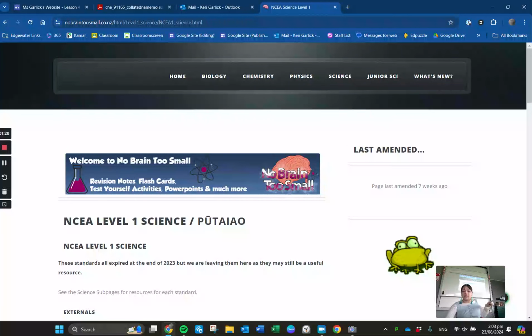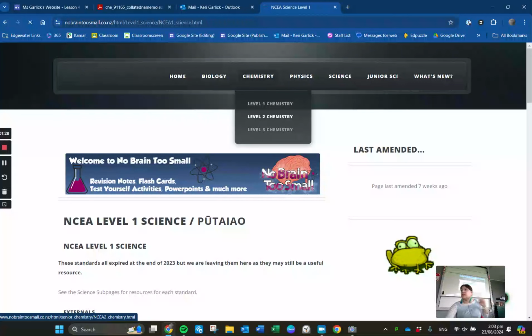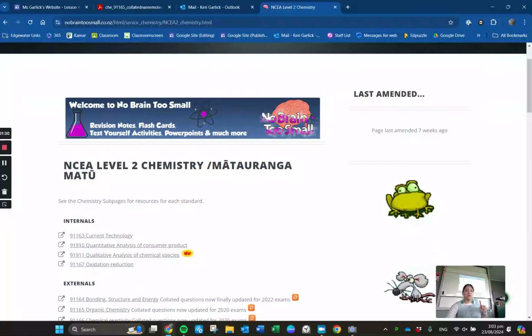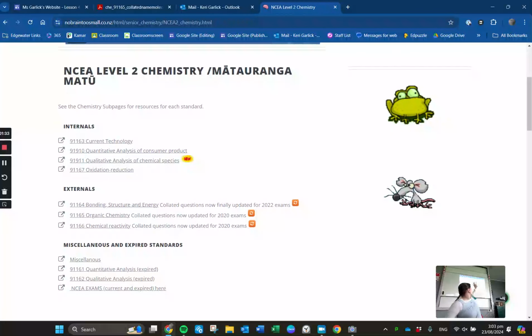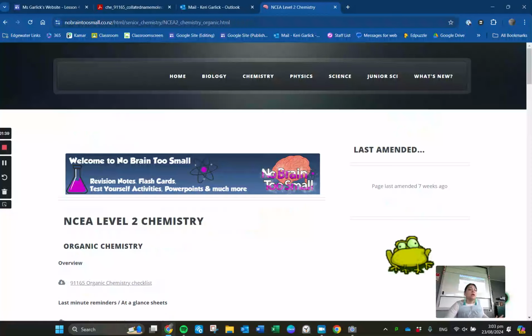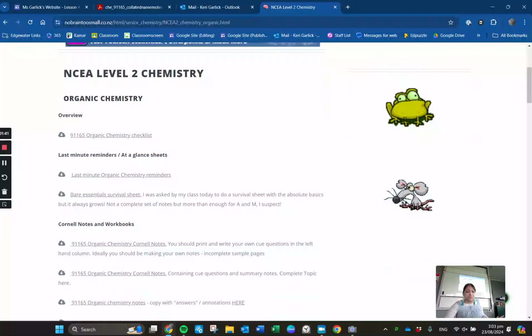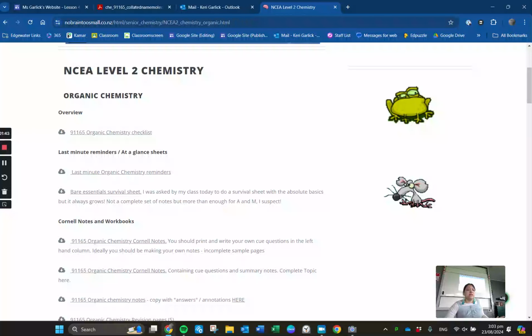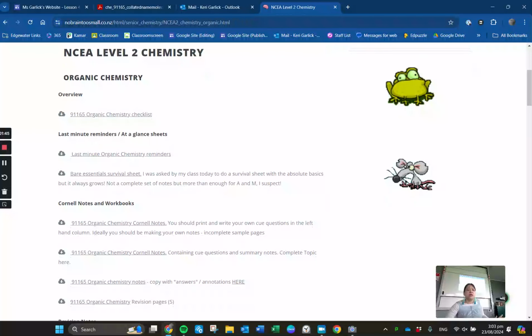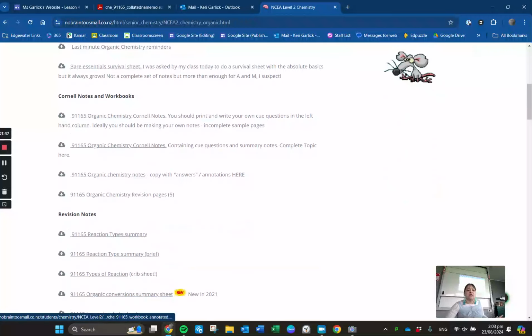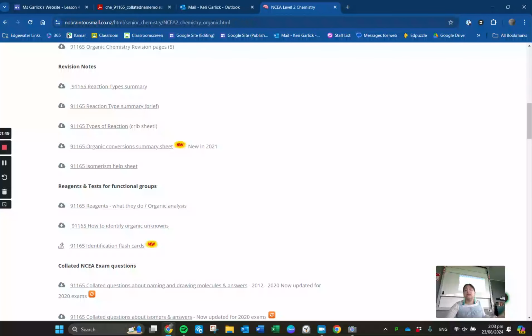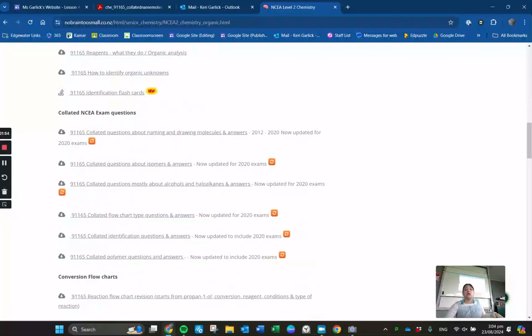But for you guys, we are looking at level 2 chemistry, which is still not expired, so we can still use it. So they have a whole list of all the different standards and resources available. We are going to be clicking on this organic chemistry one, because that one is the one that you guys are doing. And there's lots of little things here. There's a checklist, there's reminders, there's the essential study guide, there's notes. It's a really, really great resource. The main reason why I use it is to check the collated questions.